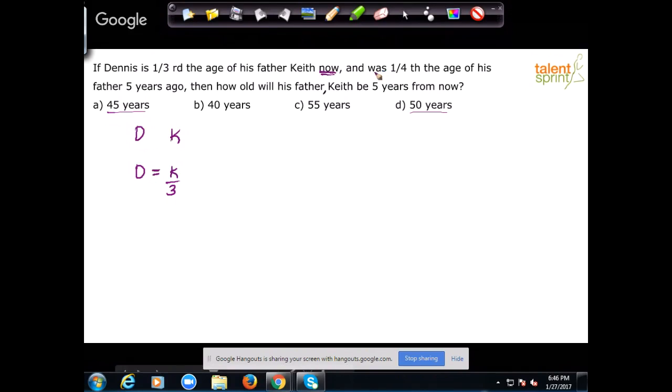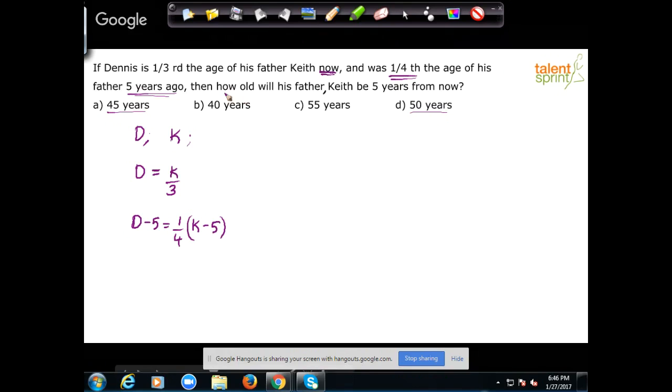Then Dennis was 1/4 the age of his father 5 years ago. Their present ages are D and K. So what will be their ages 5 years ago? D minus 5 and K minus 5. If you go back by 5 years, Dennis' age will be D minus 5 and K's age will be K minus 5. What is the relationship? Dennis' age was 1/4 the age of his father 5 years ago. So Dennis' age, D minus 5, was 1/4 the age of his father. So D minus 5 equals 1/4 of K minus 5.